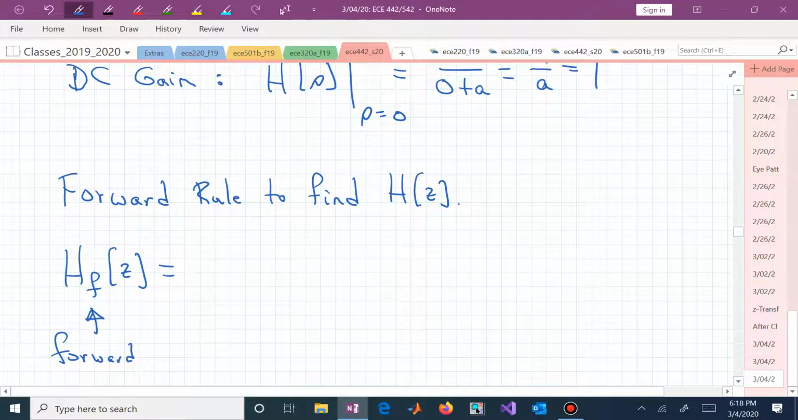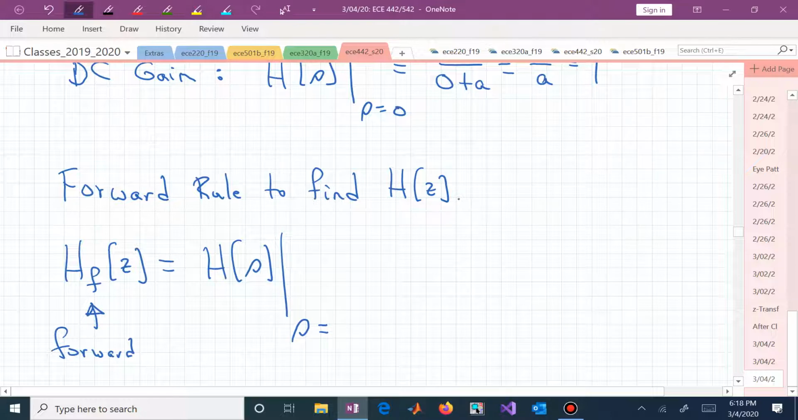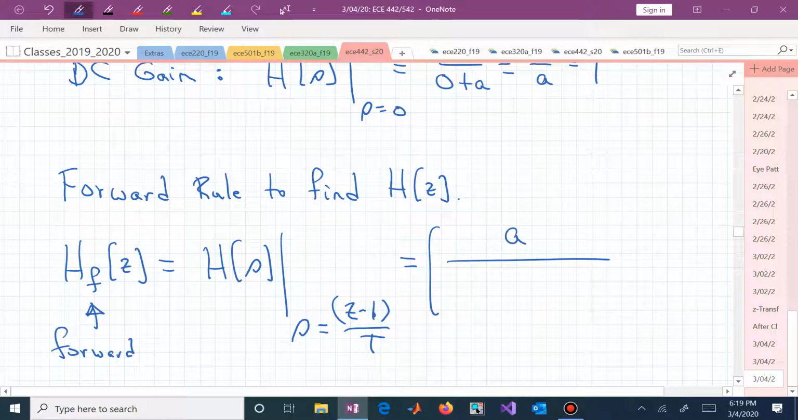H sub F, F standing for forward. How did we say we would find H sub F of Z? Now we take H of S, and for the forward rule, we said, oh, everywhere we see an S, we replace it with Z minus 1 over capital T. That's all there is to it. That means then, in this expression, we have nothing to change in the numerator. That's just A. There was no S in the numerator. But in the denominator, we had an S plus an A.